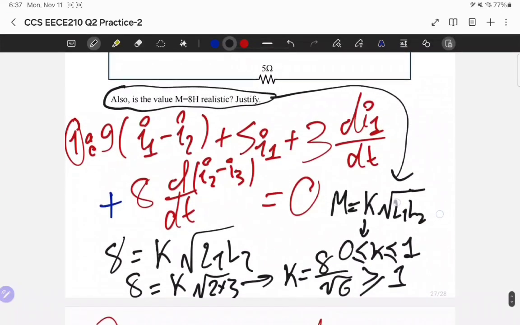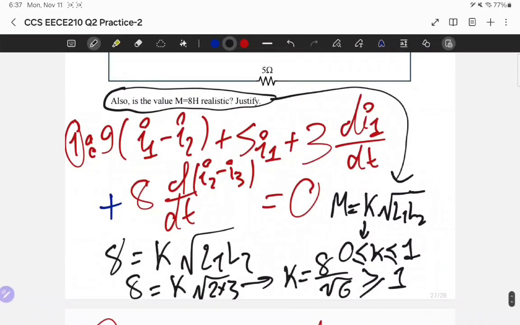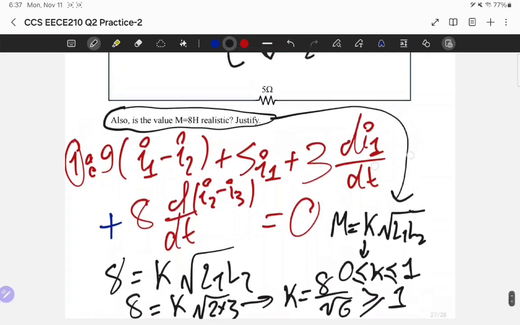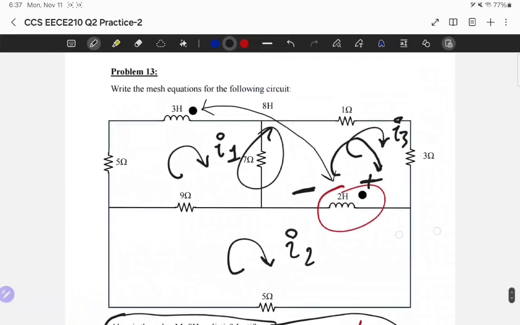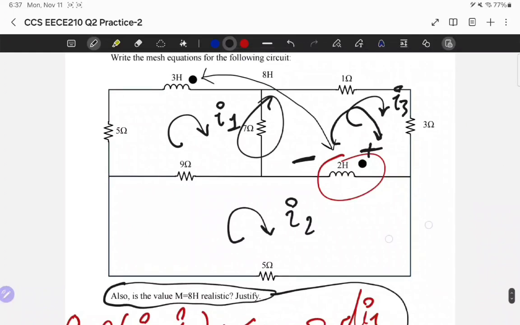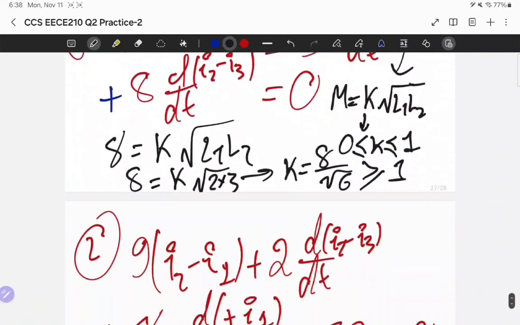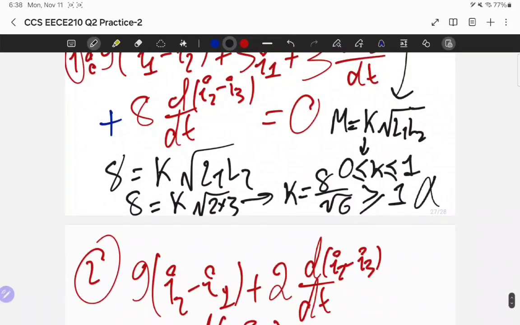So the value of mutual coupling equal to 8 Henry is false. It's not realistic. It's really just for the purpose of the exercise. It's 8 Henry, but it's really not scientific. It's not realistic. So impossible.